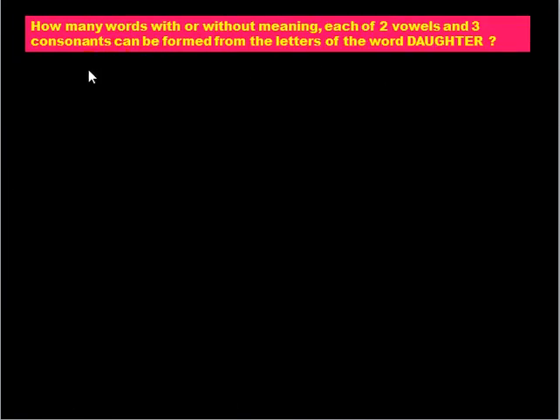Now coming to a different question now. This is not only combination, you will see it will require arrangement also, that means permutation. So go through the question carefully. It says how many words with or without meaning, each of 2 vowels and 3 consonants, can be formed from the letters of the word daughter. If you count the number of letters here, there are 8.